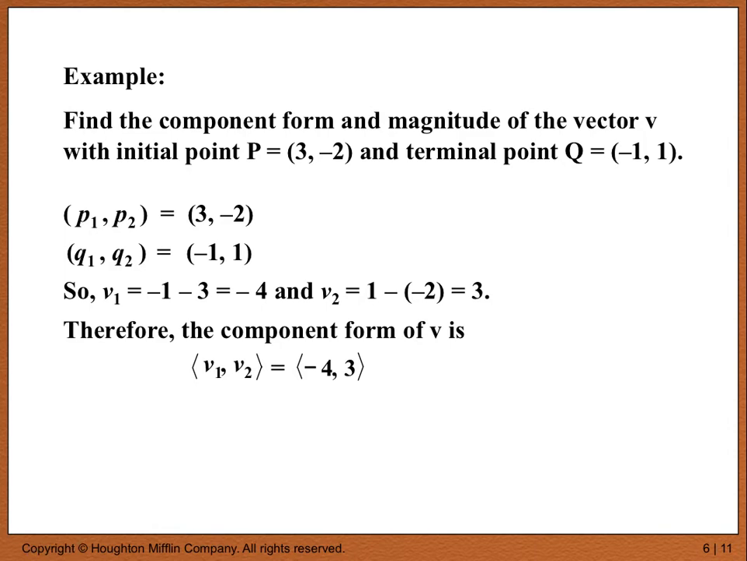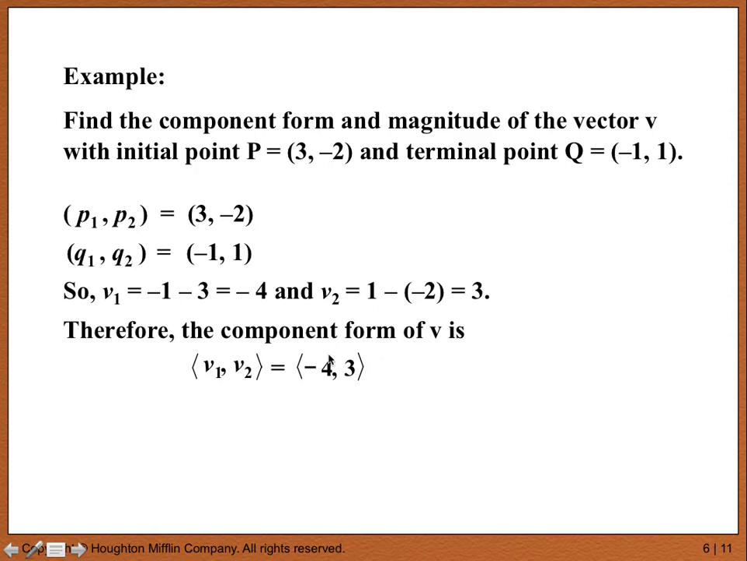That would be -1 minus 3, and that's -4. And V2, the vertical component of the vector V, how much of the vector V is vertical, will be 1 minus -2, and that's 3. Notice we get the 1 from here, that's Q2, and we get the -2 from here, that's P2, and so Q2 minus P2 is 3. Therefore, the component form of V is <-4, 3>.